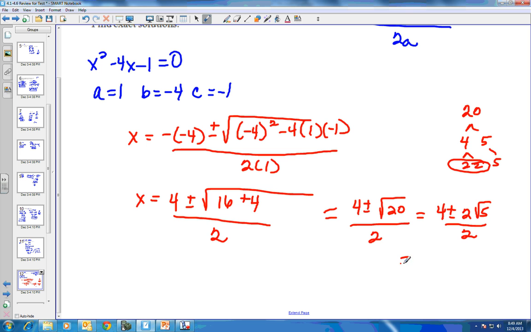And then I can simplify that. 4 over 2 is 2, plus or minus 2 over 2 is just 1, or 1 square root of 5.